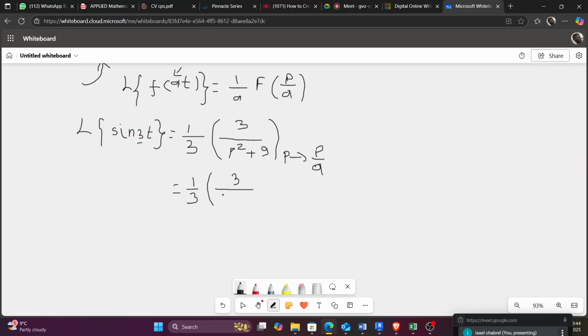P over a will be p over a is what? A is 3. Square, everything like this. Plus 9. Let me write big bracket like this.